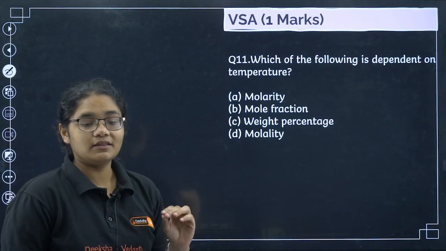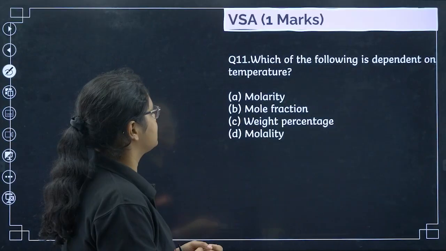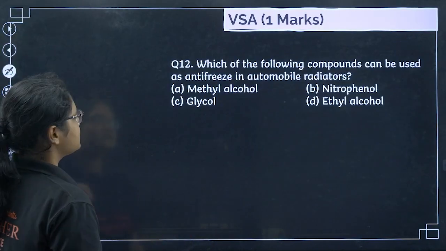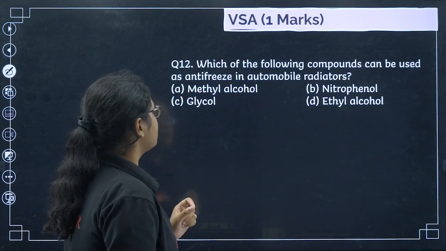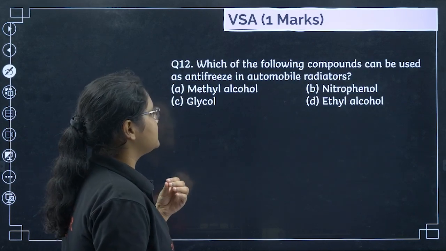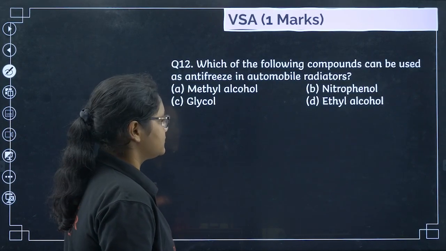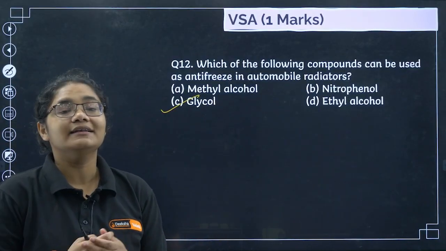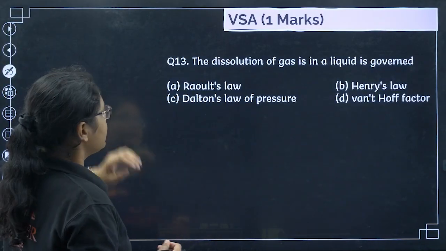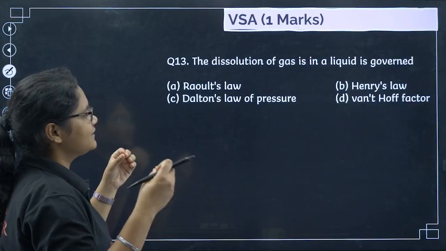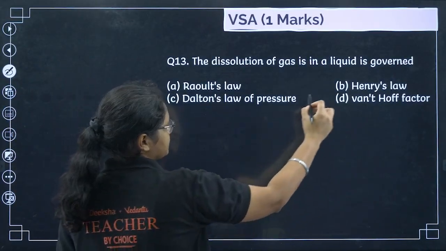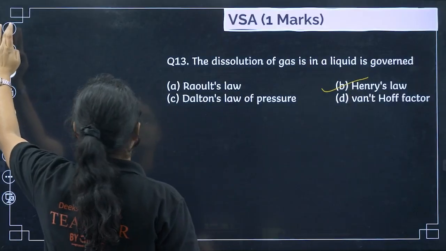Moving to the 11th question, which of the following is dependent on temperature? We have already discussed it is molarity, because it has volume. Which of the following compounds can be used as antifreeze in automobile radiators? It is glycol, option number C, because it has the least freezing point. Moving to the 13th question, the dissolution of a gas in a liquid is governed by Henry's law, that is option number B.